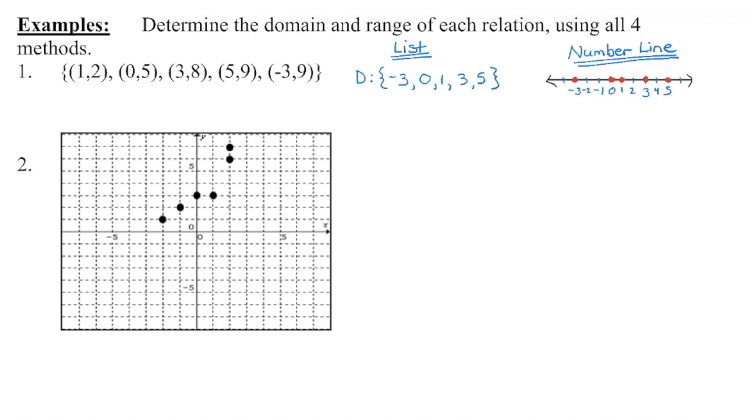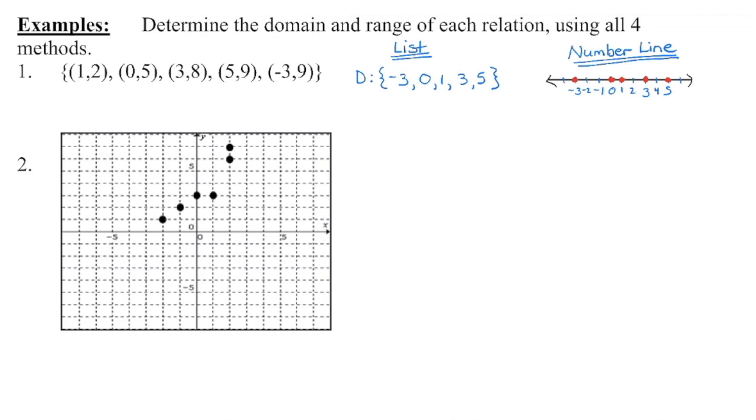My first two examples both contain data that's discrete. That's the first thing you want to ask yourself. Is this data that we're given discrete or is it continuous? If it's discrete, remember there are only two ways that we can represent it. We can either use a list or we can use a number line.